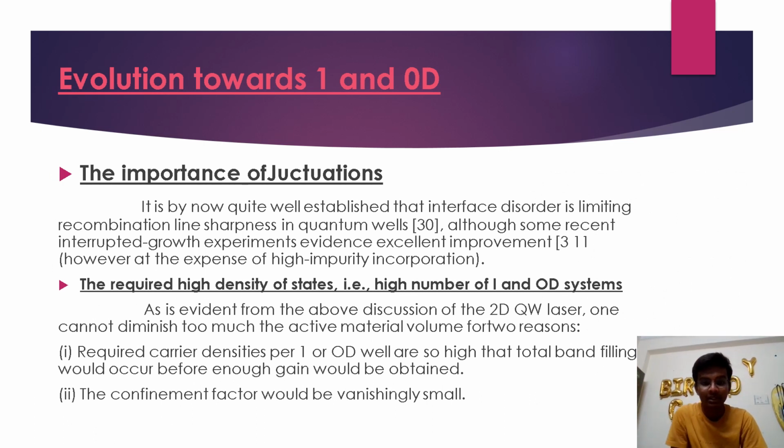Evolution towards 1D and 0D. The importance of fluctuations. It is by now quite well established that interface disorder is limiting recombination linewidth sharpness in quantum wells, although some recent interrupted growth experiments evidence excellent improvement. However, at the expense of high impurity incorporation, the required high density of states, that is, high number of 1D and 0D systems, is evident from the previous discussions of the 2D QW.